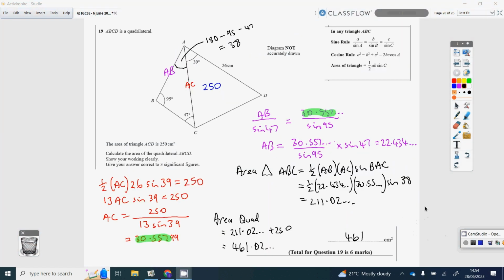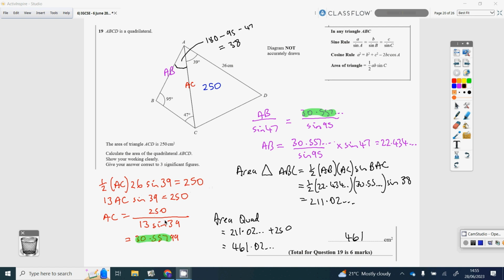Question 19. So we've been told that the area of the triangle ACD is 250. So that's going to allow us to work out the length AC. Okay, an area of a triangle is half ab sin C. So we can say that the area of this triangle ACD is going to be half times AC times 26 times sin 39, and that area being 250. So that's my first line there in red.